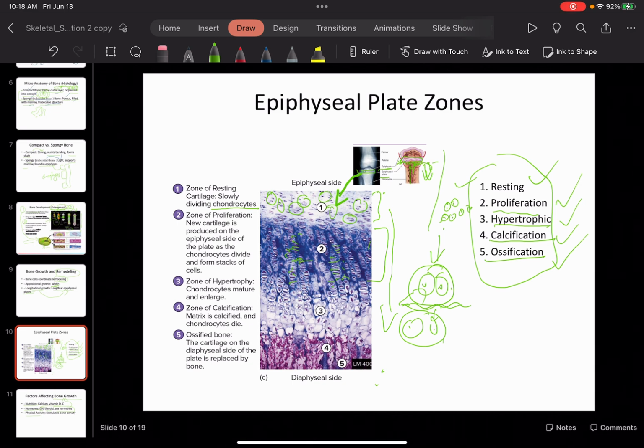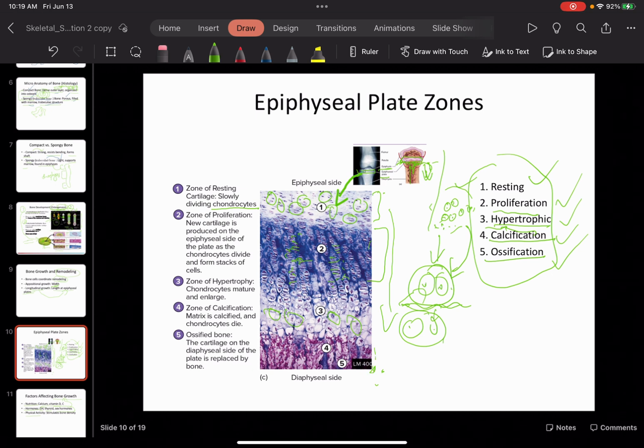Then next one, hypertrophic. Hyper means what? Enlarging. Most of these cells form here, then become enlarged and mature cells do their functions in that hypertrophic region. Here you can see they're not big. You can see bigger cells over here. Then fourth, the matrix becomes calcified, then the chondrocytes start to die. Chondrocytes are what? Cartilage cells, and they start dying.